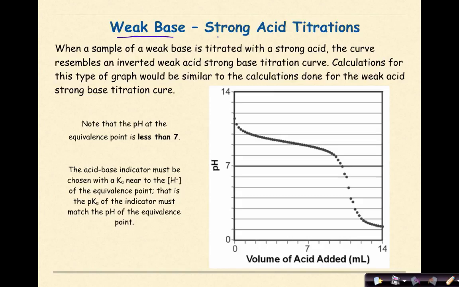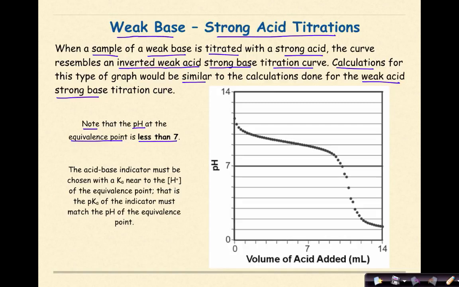Weak base, strong acid titrations. When a sample of a weak base is titrated with a strong acid, the curve resembles an inverted weak acid strong base titration curve. Calculations for this type of graph would be similar to the calculations done for the weak acid strong base titration curve. Note that the pH at the equivalence point is less than 7.